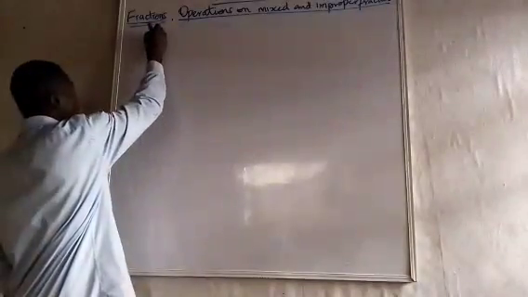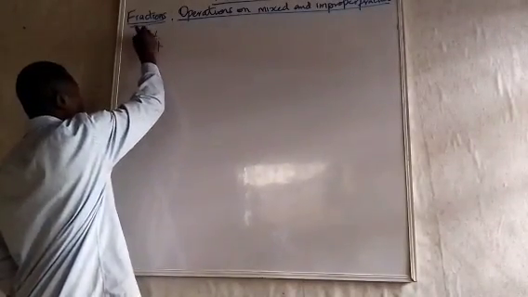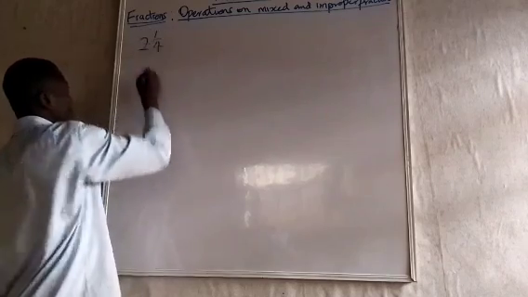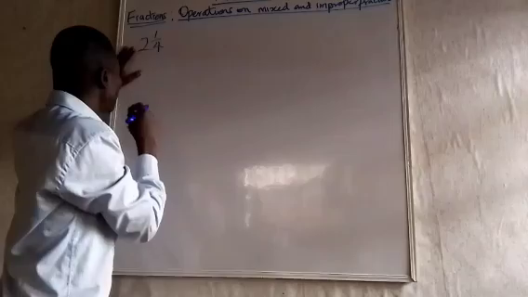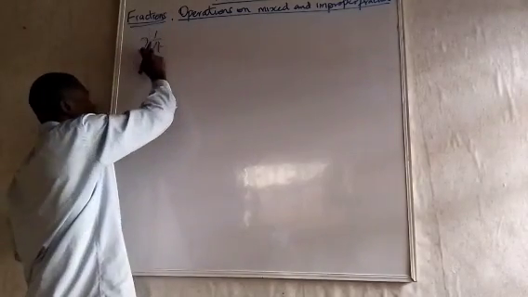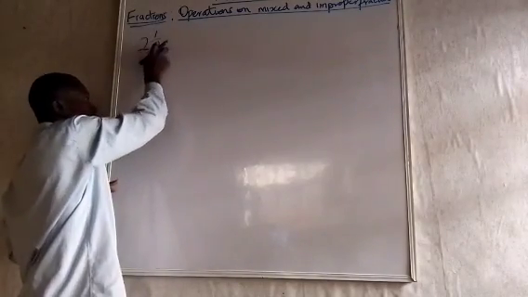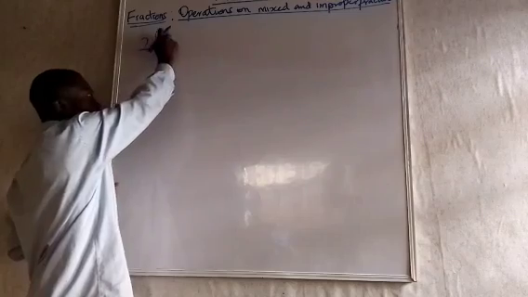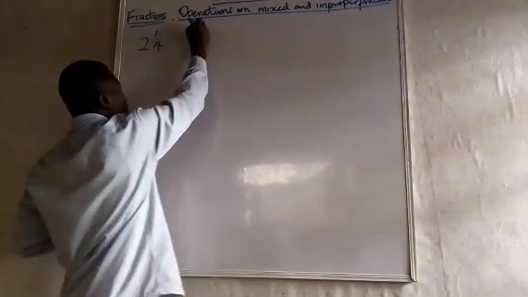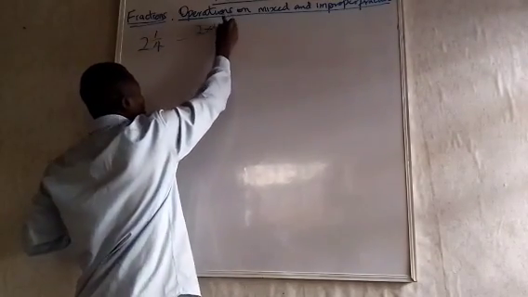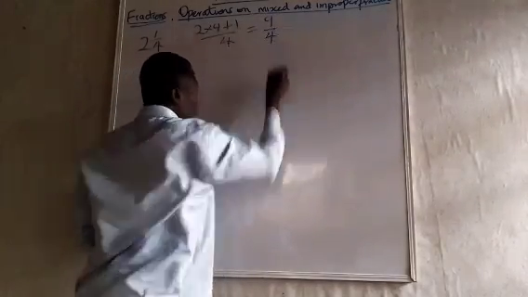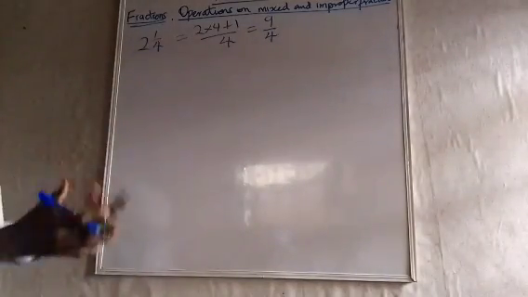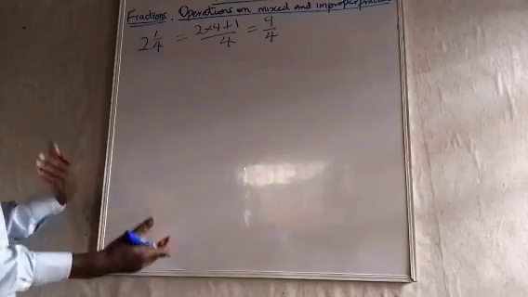Let's say you have a mixed fraction like this, and you want to convert it to an improper fraction. What do you do? You multiply the whole number by the denominator, then add it to the numerator. So what do I mean? It's going to be 2 times 4 plus 1 over 4, and that's going to give you 9 over 4. So that is the conversion from a mixed fraction to an improper fraction.